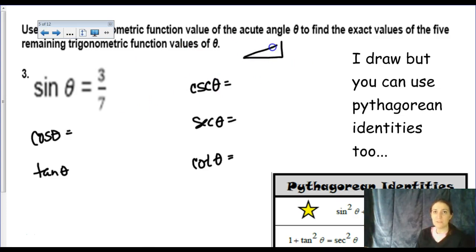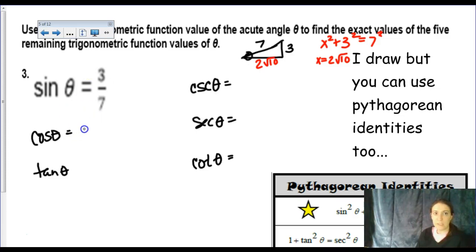So let's assume my triangle looks something like this. We got a theta down here. And then the sine is 3 over 7, so that's opposite over hypotenuse. So I'd have to do a little Pythagorean theorem to figure out this missing leg. So x squared plus 3 squared, because it's not a triple, equals 7 squared. And after I do a little work, that's the square root of 40. So that's 2 square root of 10 when you reduce the square root of 40.